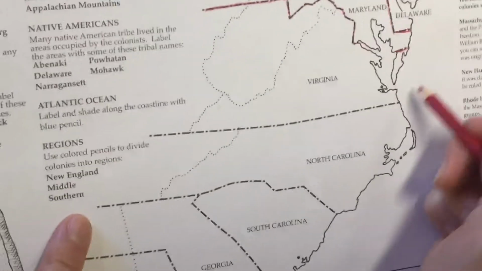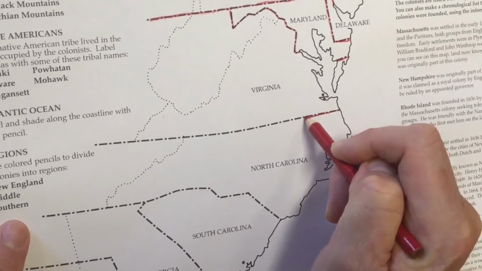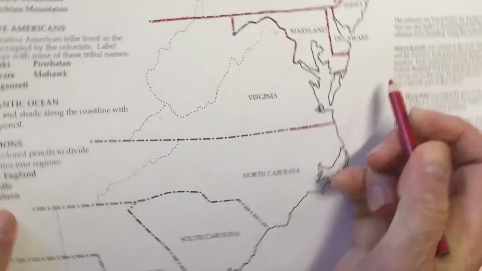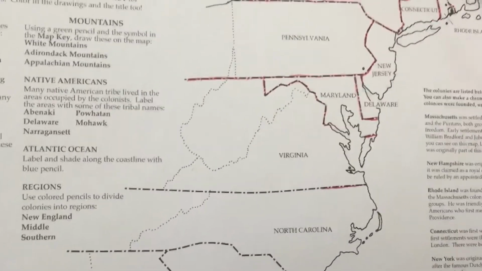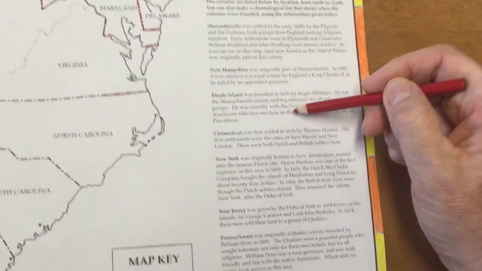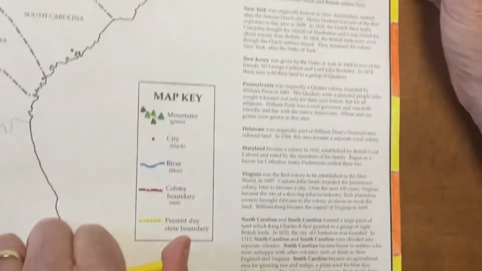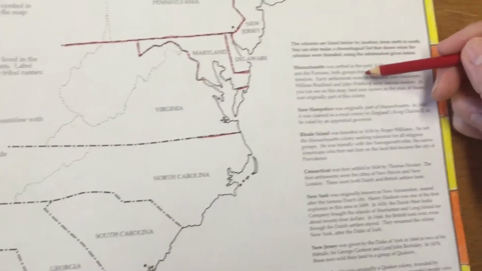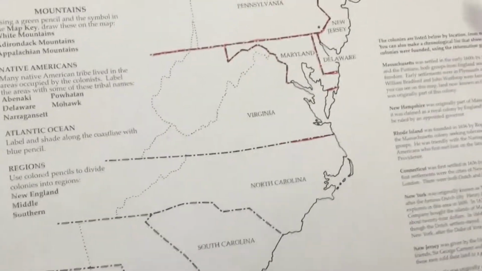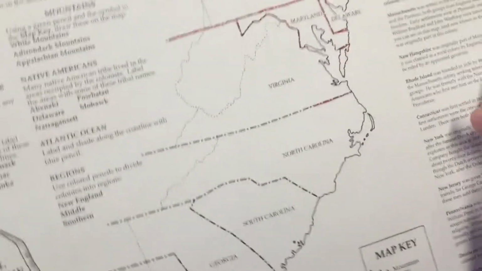You'll be learning about those regions as you study the colonies. And I'm sure you'll also be learning about the history of each one of these colonies as you go along. If you notice along the side of our map, there's a little description of each colony. You'll probably be reading this and discussing this in class with your teacher. Okay, and probably learning a lot more about the colonies as you go along.